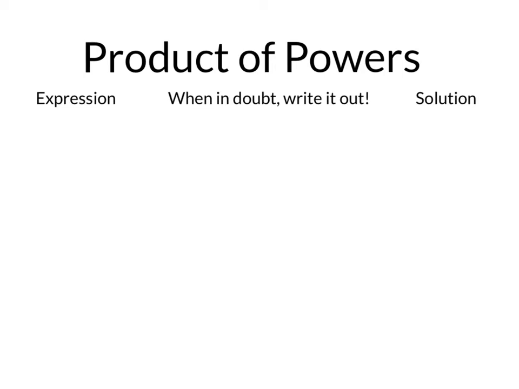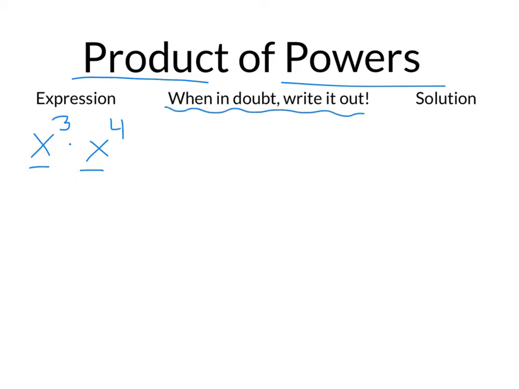The first one is called the product of powers. So here's an example: x to the third times x to the fourth. So here is a product of two powers. Okay, so this is my little slogan that you're going to hear a lot this unit: when in doubt, write it out.